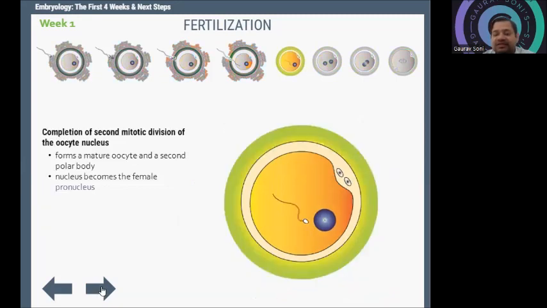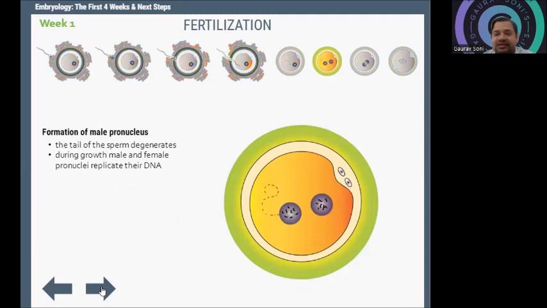Next, what will happen? The completion of the second meiotic division will occur. It forms a mature oocyte and a second polar body. Again, the polar body will be discarded and the nucleus becomes the female pronucleus. Next, there will be formation of the male pronucleus.